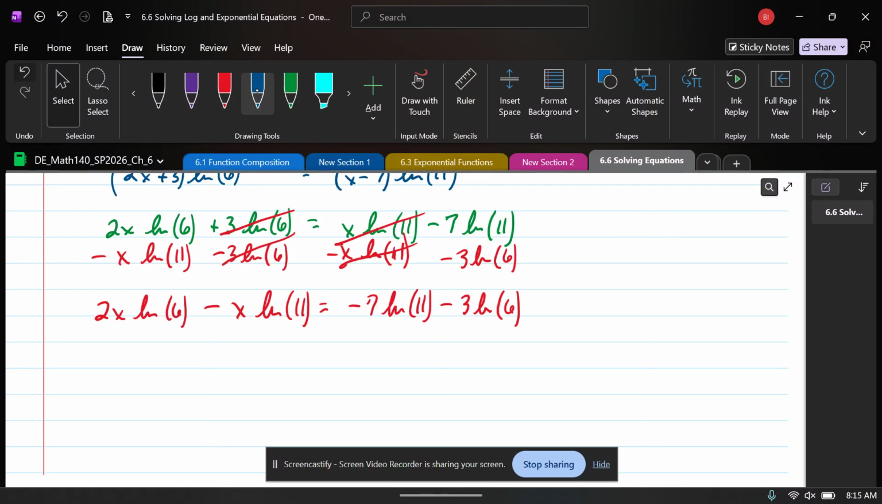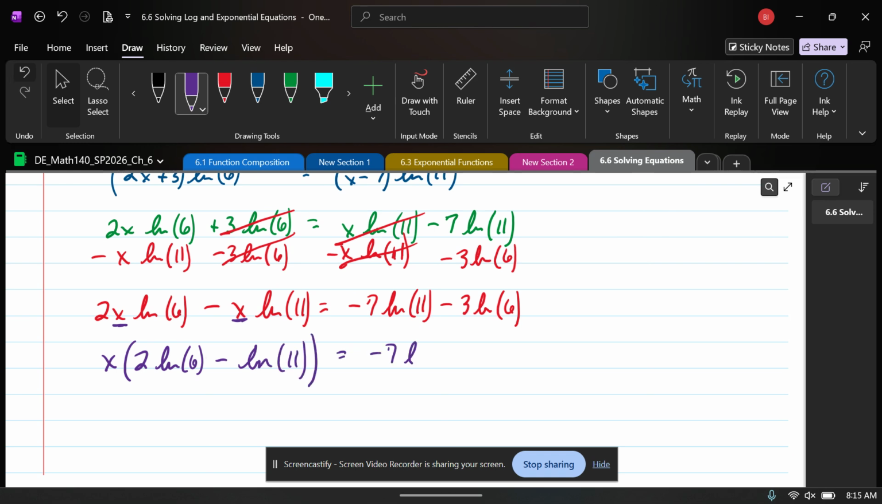Now what? These two both have an x, so I'm going to factor it out. Right side doesn't change. So we factored the x out of both of those pieces so that I have 2 natural log of 6 minus natural log of 11. This stuff in the parentheses here is just a number.